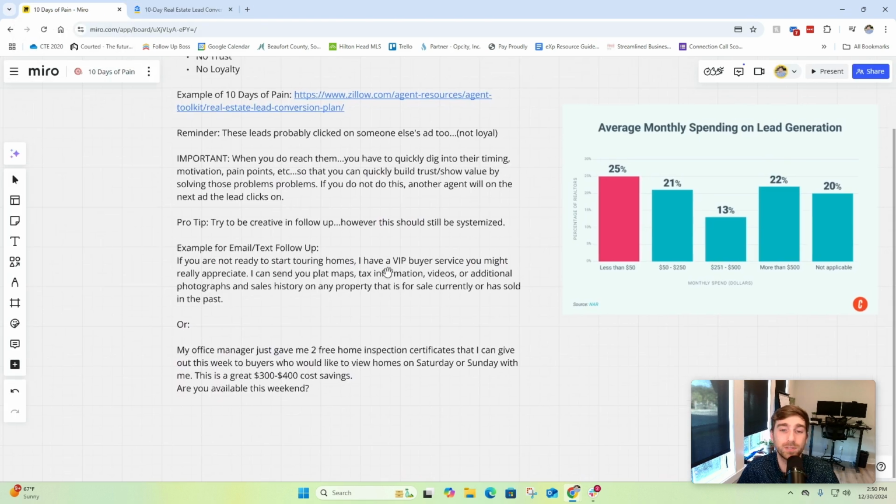A couple of examples in this follow-up can be, if you are not ready to start touring homes, I have a VIP buyer service you might really appreciate. I can send you plat maps, tax information videos, or additional photographs and sales history on any property that is for sale currently or has sold in the past. That's a little different. That's a little more hands-on.